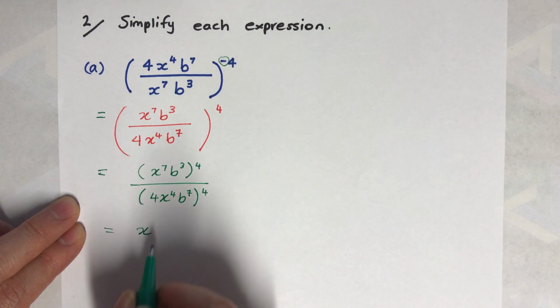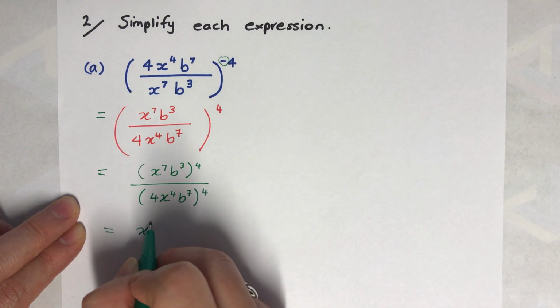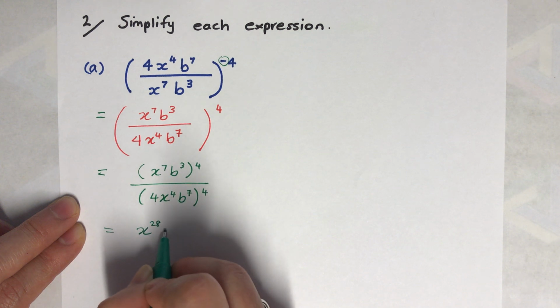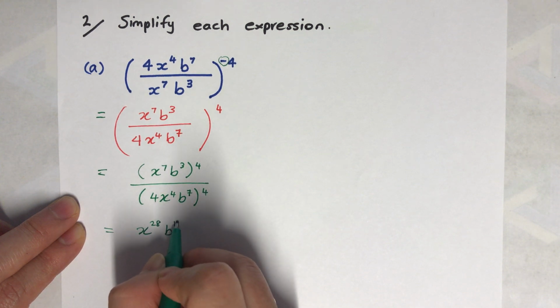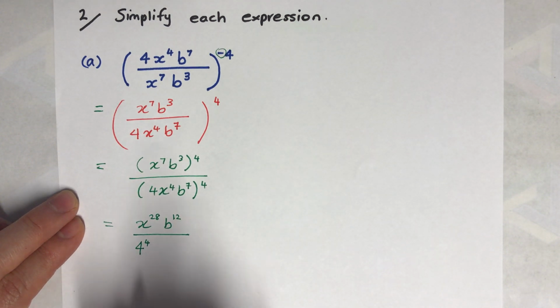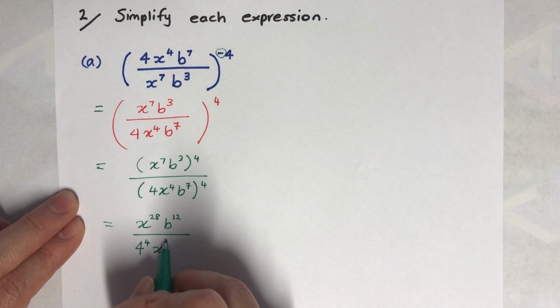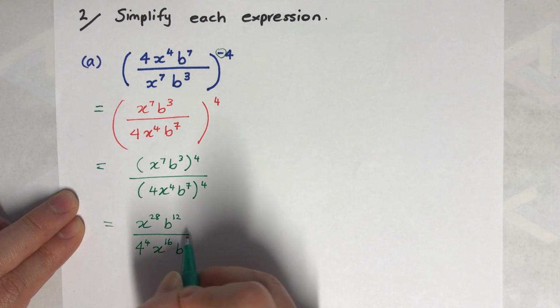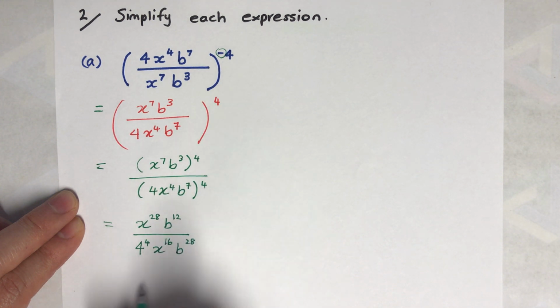So x to the power of 28, because it's 7 times 4. b to the power of 3 times 4, 12. 4 to the power of 4, I'm just going to leave it like that. And then x to the power of 16, b to the power of 28.